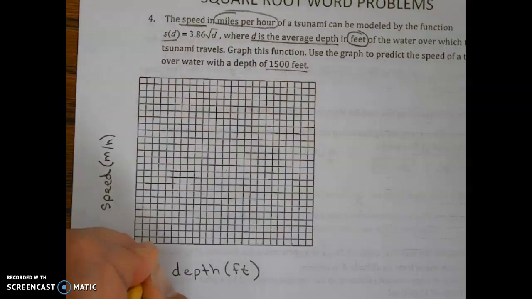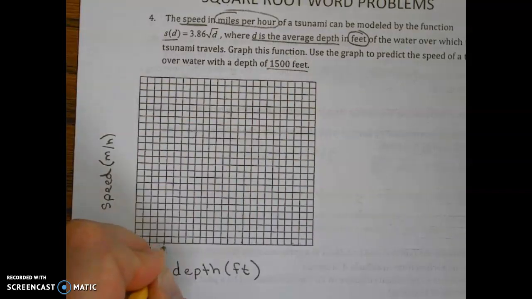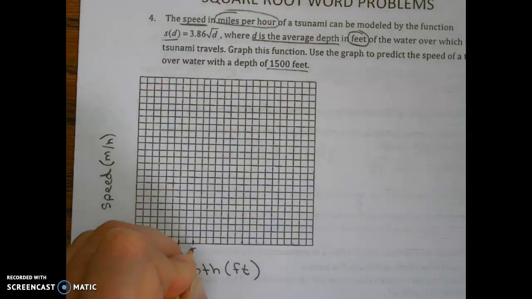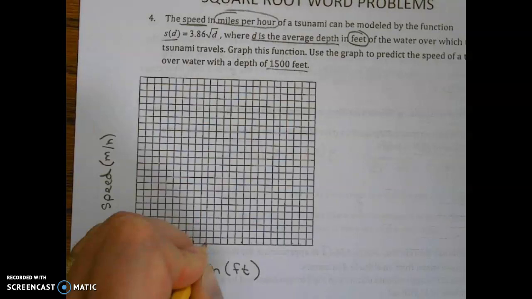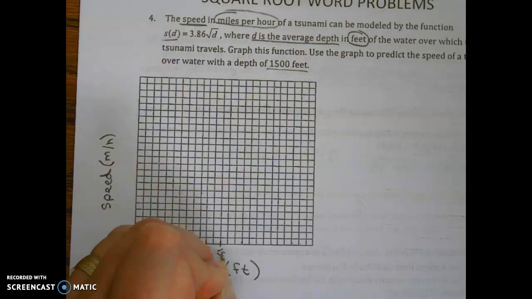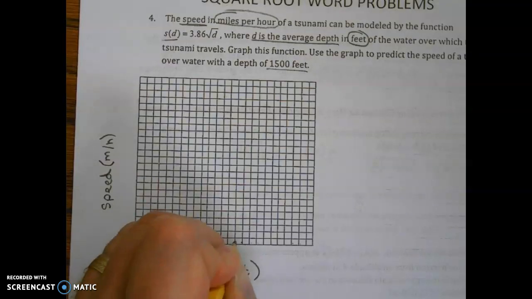So 0, and I'm going to skip 1, 250, 500, 750, 1,000, 1,250, 1,500, 1,750, 2,000.